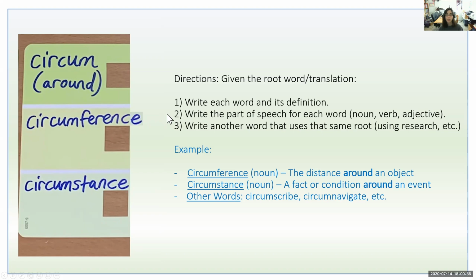Then I wrote the part of speech for each word. Circumference is a noun, and circumstance is also a noun. And finally, I wrote another word that uses that same root. Other words were circumscribe and circumnavigate. And again, you can use your research to help you with these words.